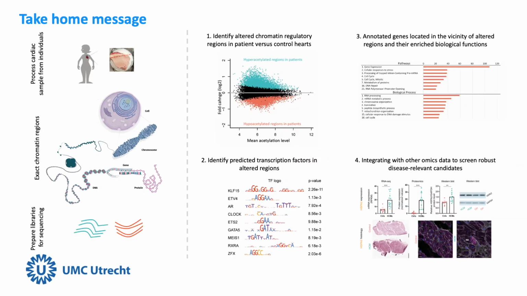In conclusion, this paper presents step-by-step guidance, including handling and preparing snap-frozen heart biopsy samples from patients and organ donors, extracting enough chromatin at a good quality, and preparing sequencing libraries from captured chromatin regions. After comparing the accessibility and activity of those chromatin regions between patient and non-failing control hearts, we can identify those altered chromatin regions in the diseased hearts, perform many downstream analyses, and integrate them with other omics datasets to screen for robust candidates for the disease.